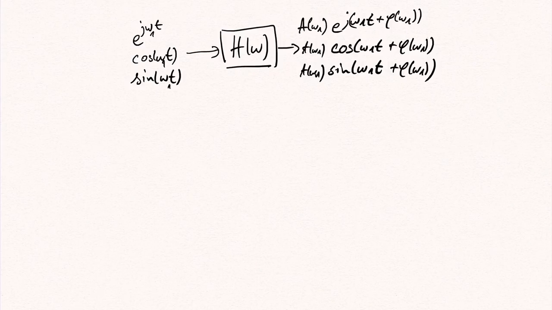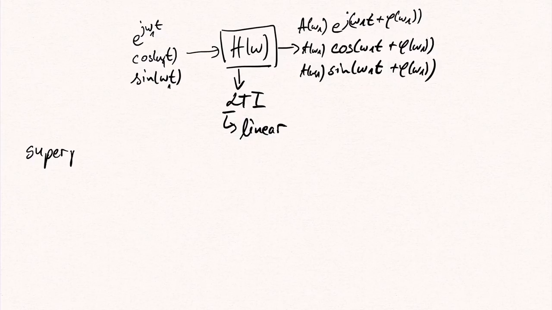So this is a very important and very helpful property, but you might argue that it only applies if we have as an input signal a complex exponential or a single cosine or a single sine. But keep in mind that this H of omega describes an LTI system, where L stands for linear. And a linear system satisfies the superposition principle.